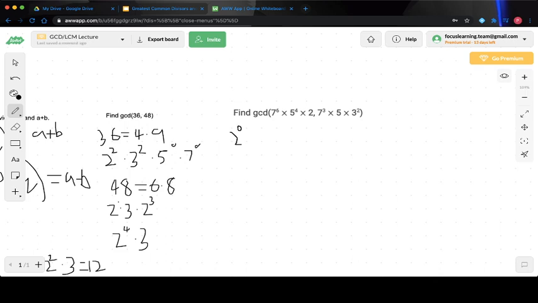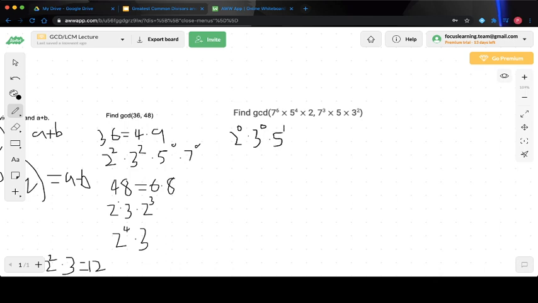And now we can consider the next prime, which would be 3. In the first number, it's 3 to the power of 0, and in the second number, it's 3 to the power of 2. So obviously it's going to be 3 to the power of 0, since 0 is less than 2. And now for the next prime, which is 5. In the first number, it's 5 to the power of 4, and in the second number, it's 5 to the power of 1. Since 1 is less than 4, the prime in the GCD of these two numbers is going to be 5 to the power of 1.